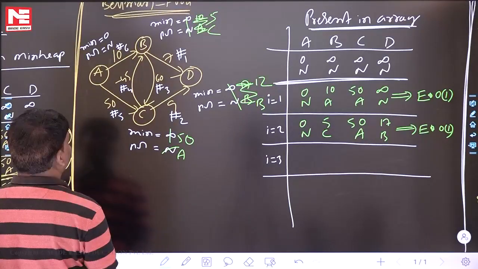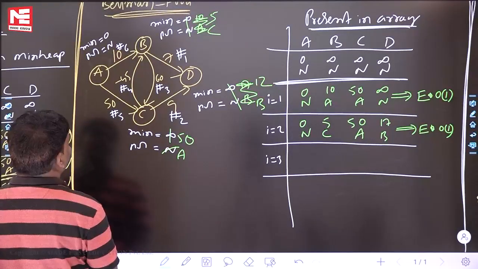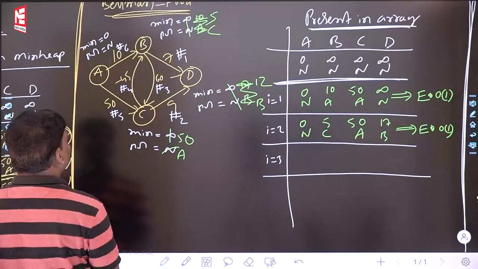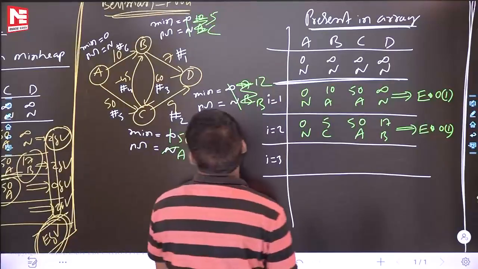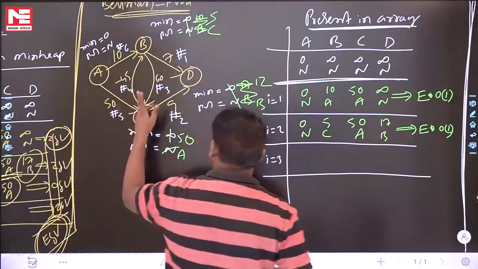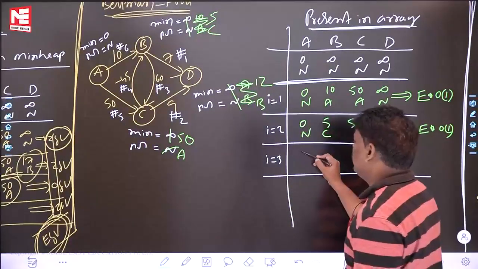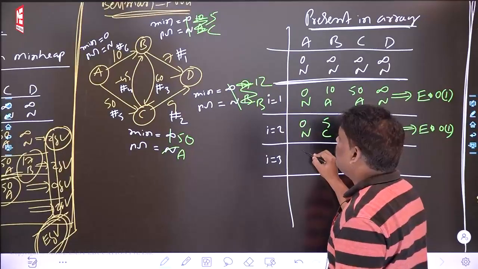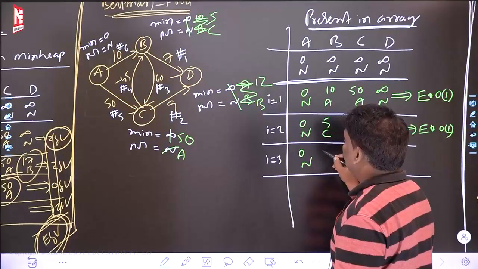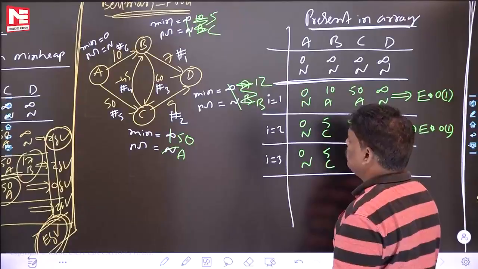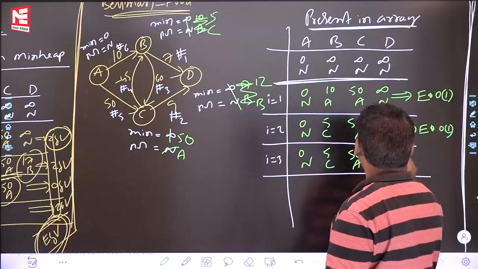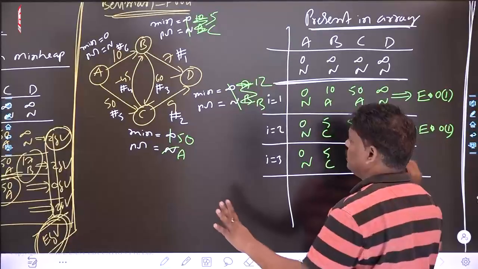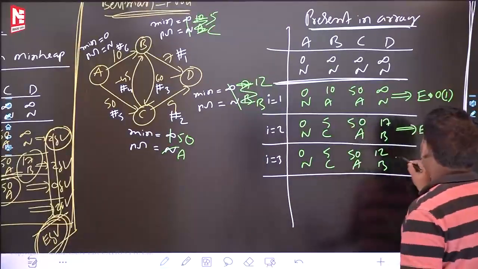Edge number 5, A to C, A value 0, 0 plus 50, 50 is better. Edge number 6, A to B, A value 0, 0 plus 10, but 5 is better. So these are the changes. Whatever changes are there, let me write here. A value 0 null, B 5 C, C 50 A, D 12 B. All the modifications I have written.